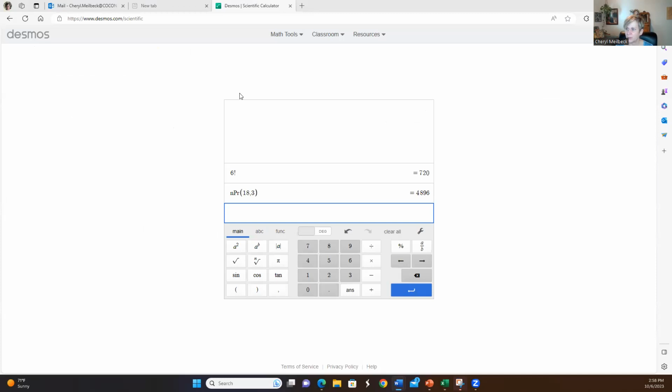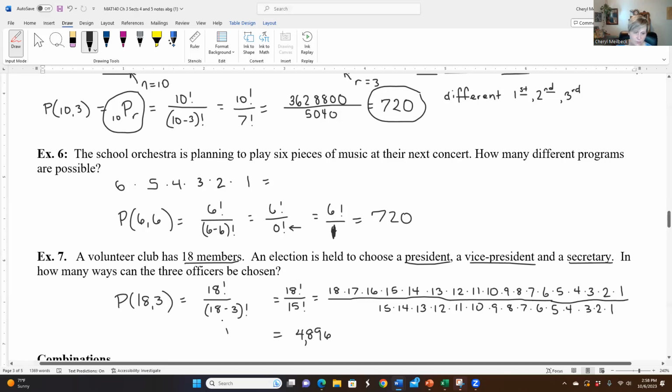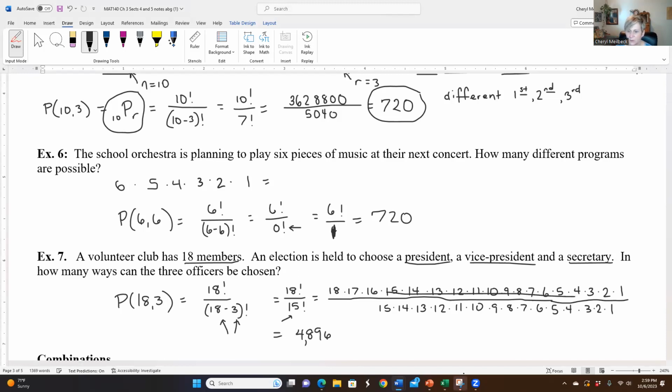So doing it on Desmos, we got 4,896 different possible ways to choose a president, vice president, and secretary if you had 18 people in your club. Now, another way you can do this is if you wrote out 18 factorial and 15 factorial in your denominator, because using our formula 18 minus 3 gives us the 15 factorial. The 15 all the way down to 1 would cancel with all the factors down here. So of course, what we're really just multiplying is 18 times 17 times 16. So if your calculator didn't have that function on it, you would be able to do it that way.